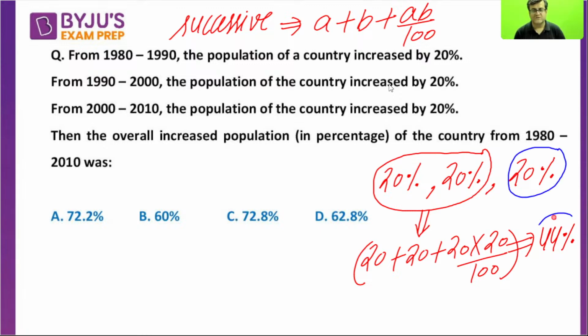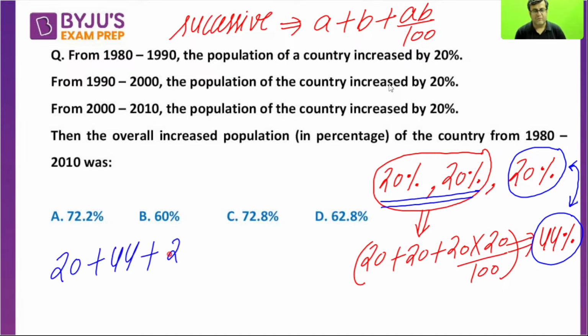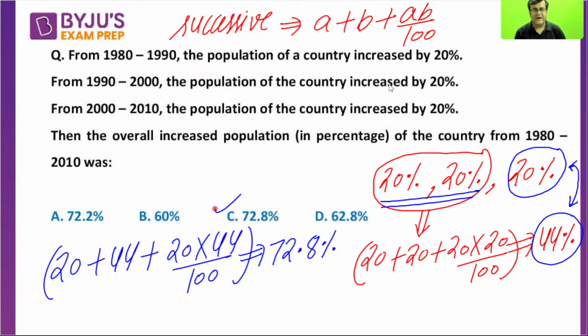20% and 44%, these two terms now. Because first two values, 20%, 20%, will finally give you 44%. 44% and 20%. Use successive on these two. You will get 20 plus 44 plus 20 into 44 by 100. So this is 64 plus 8.8, so 72.8%. The question has become very, very simple by using this trick, A plus B plus AB by 100.